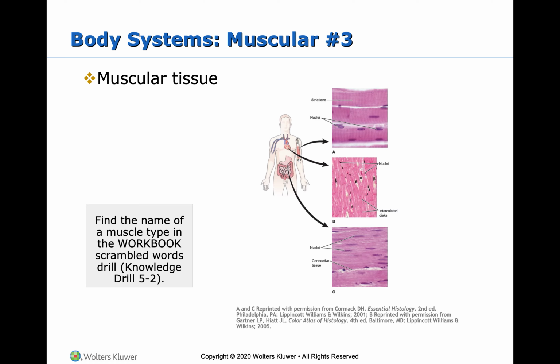Okay, on page 126 is a picture of a microscopic view of the different types of muscle tissue.